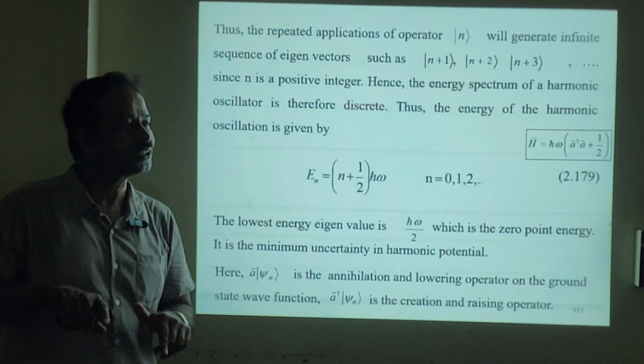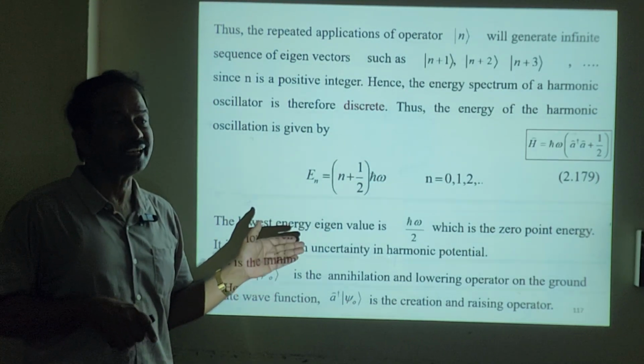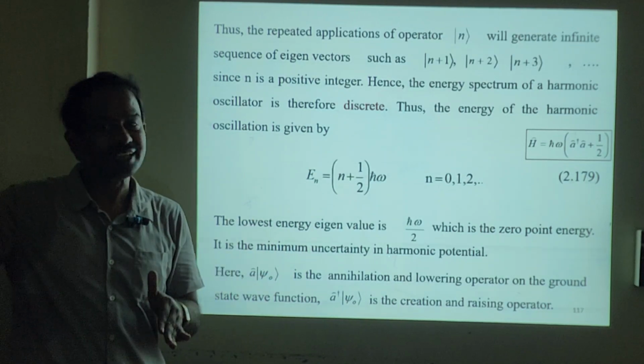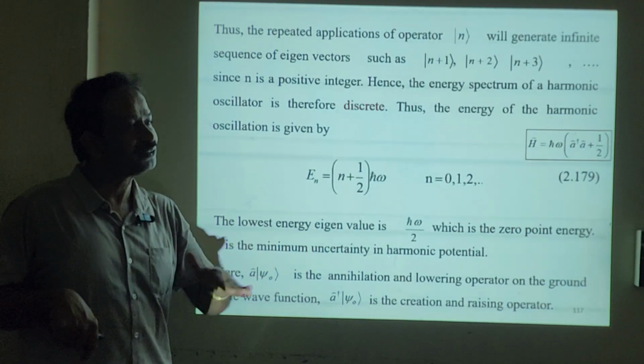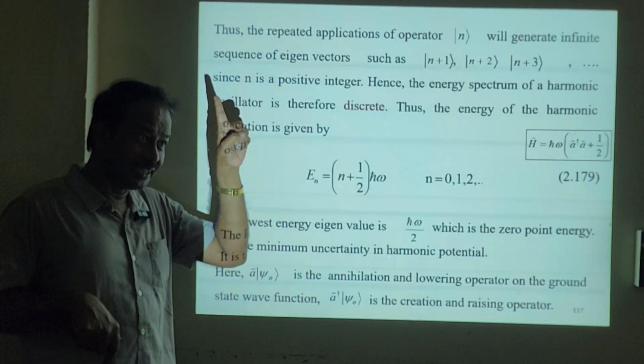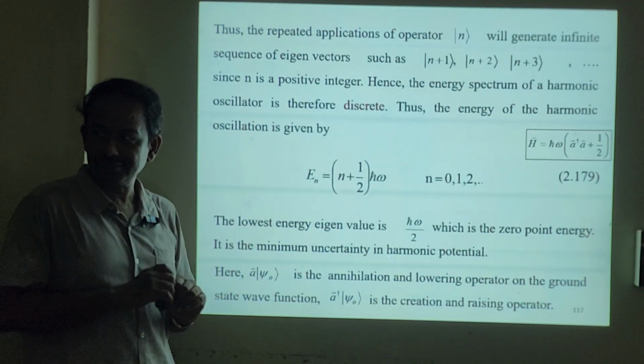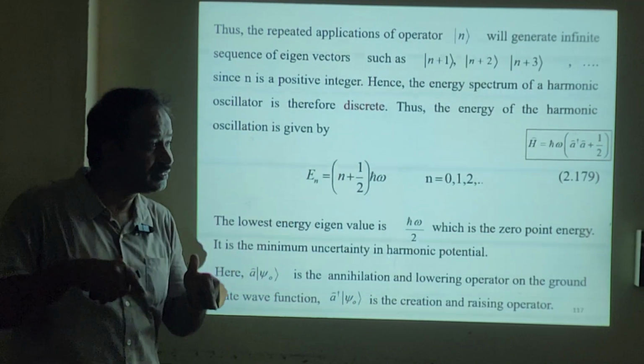This is new quantum theory. After 1925, new quantum theory exists. Before 1925, old quantum theory. There n equal to 0, there will be no energy. Here n equal to 0, there exists some energy.